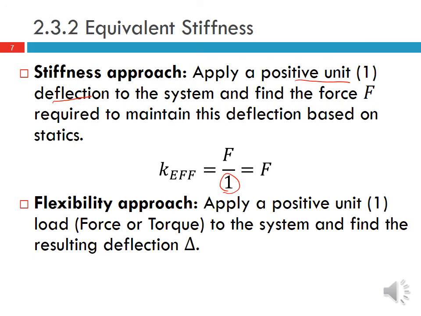The other approach is kind of the inverse of this. It's called the flexibility approach, where we apply a positive unit load, so either a force or torque, to the system and find the resulting deflection. So in this case, k effective is 1 over the deflection. These stem from that static relationship that we talked about, where F is equal to k effective delta. So we're applying a unit load and finding the resulting deflection, and then we can calculate k effective as 1 over that deflection.